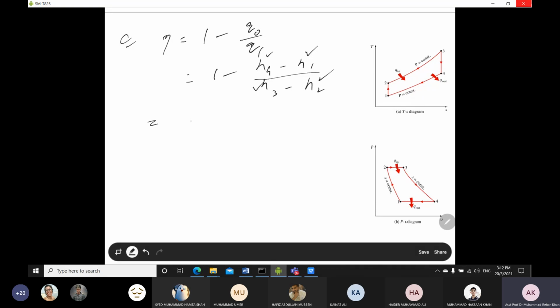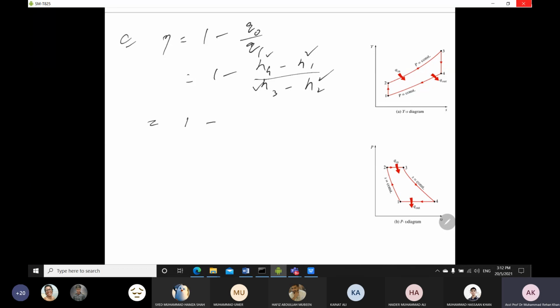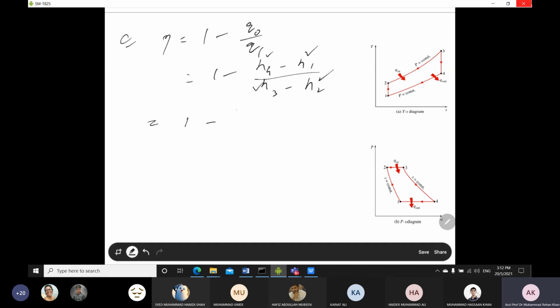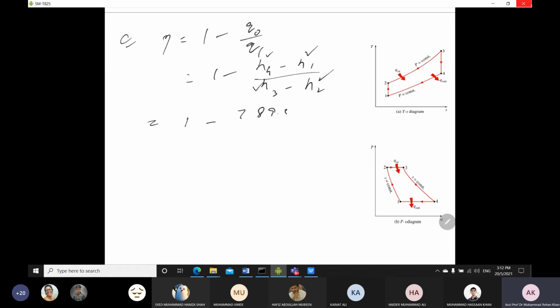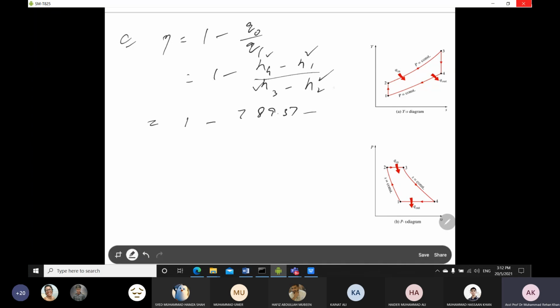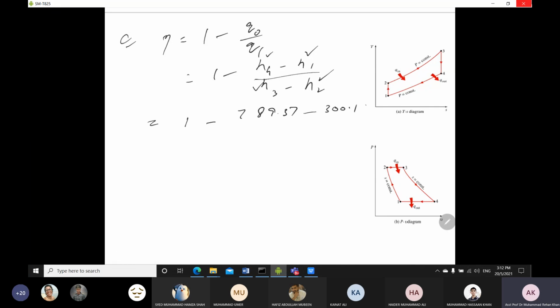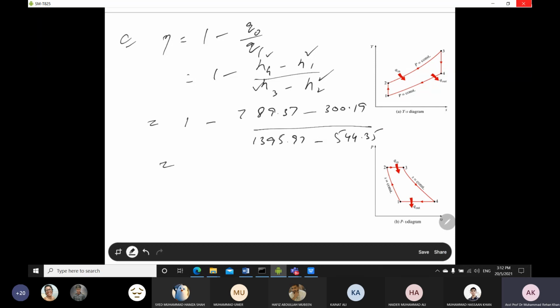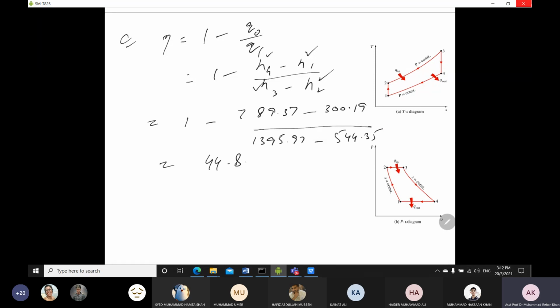Okay, so the H4 value is 789.37. H1 value is 300.19. H3 value is 1395.97 and H2 value is 544.3. So simply you can solve it and you will get the efficiency as 44.8%. Okay, thermal efficiency for the Brayton cycle.